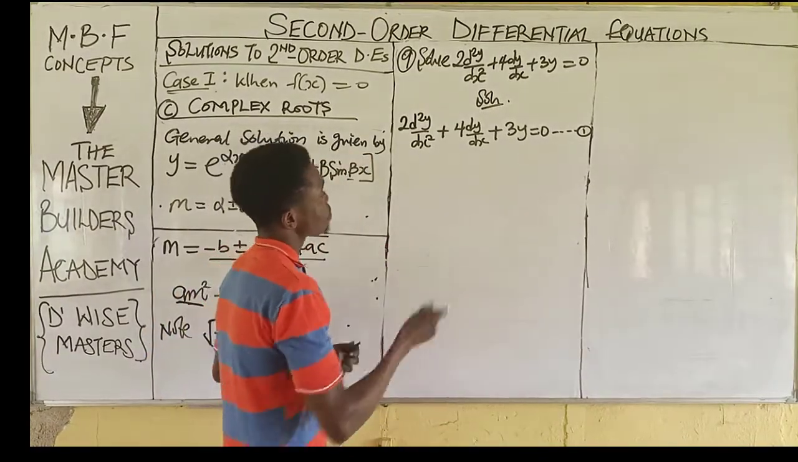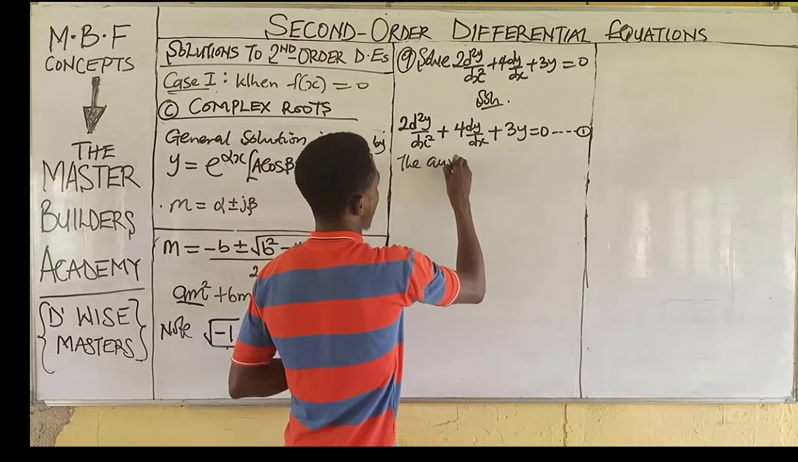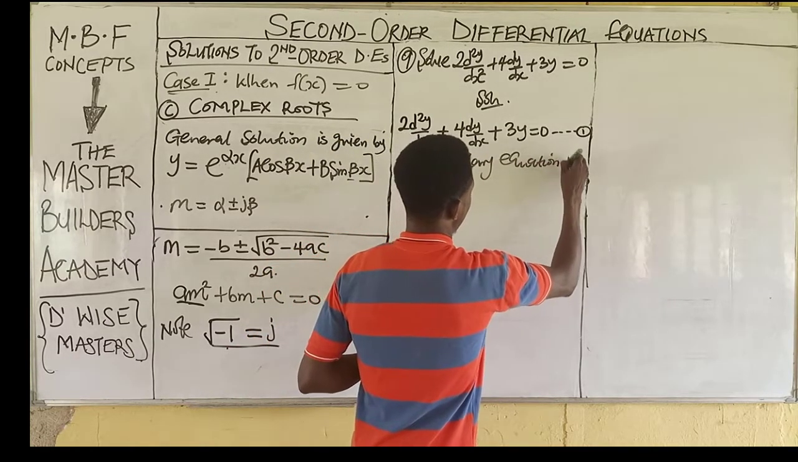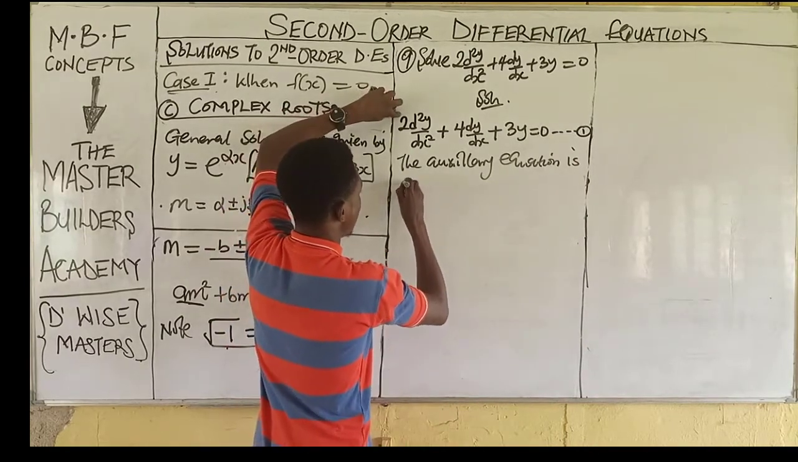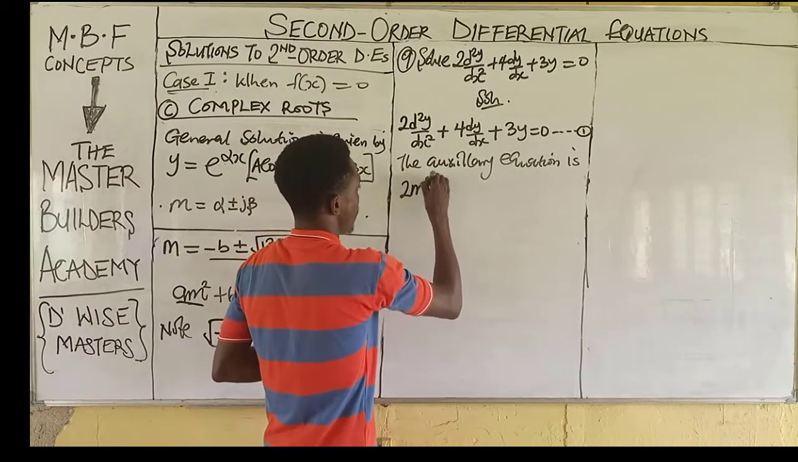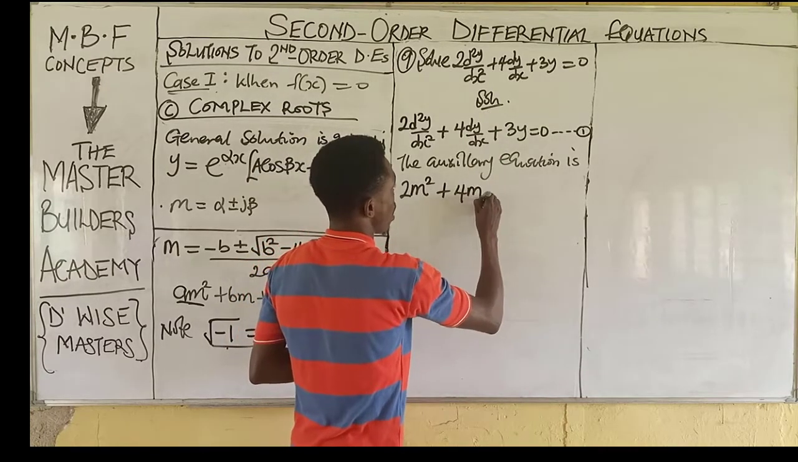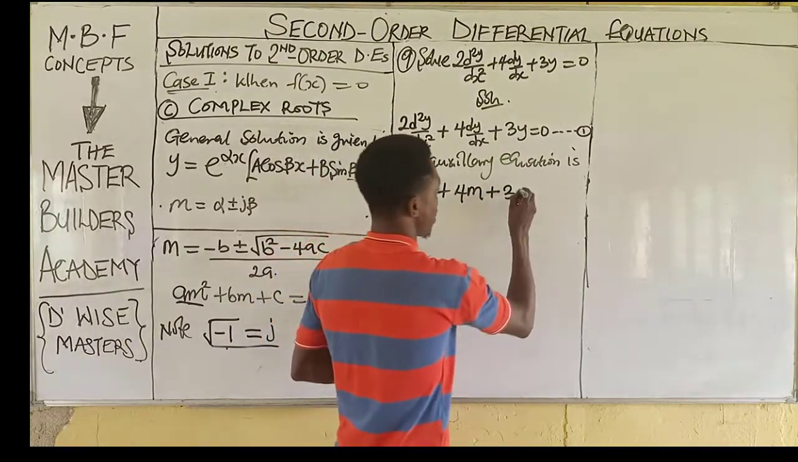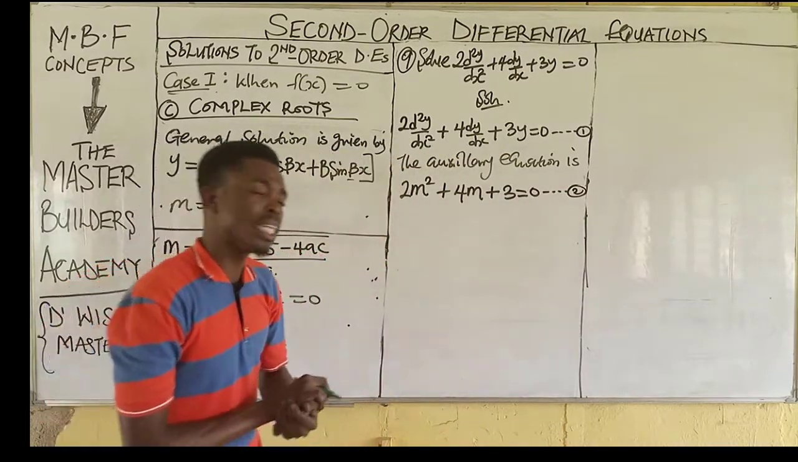Okay, now we have this to be what? The auxiliary equation. What will be the auxiliary equation? Don't forget that this is the coefficient of d squared y over dx squared. Now d squared y over dx squared is taken to be n squared, plus 4 dy over dx is taken to be n, then plus this guy y is taken to be 1. So 1 multiplied by 3 is still 3, equal to 0. This is equation 2, which happens to be the auxiliary equation.